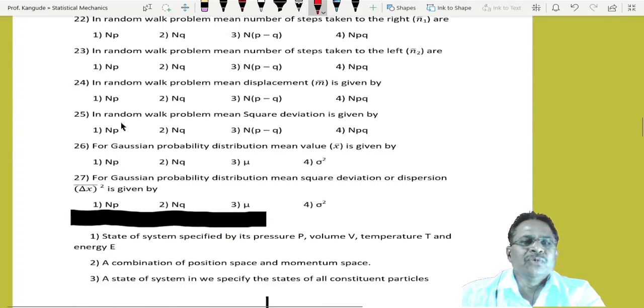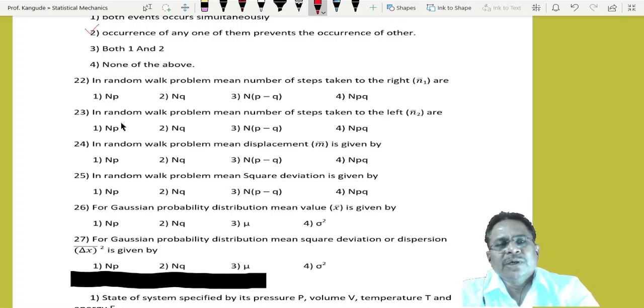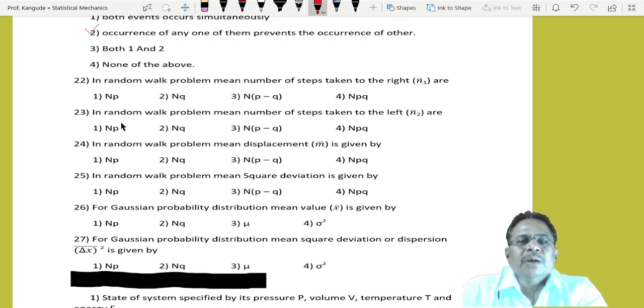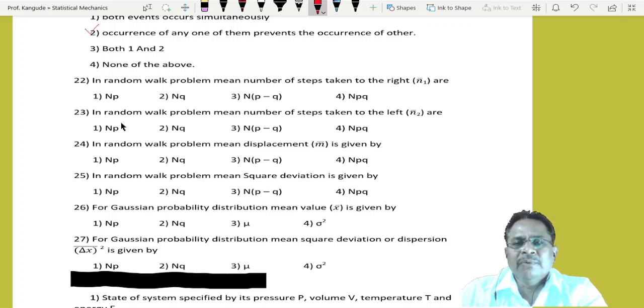Now next are a few questions related to the random walk problem. Here, question number 22. In the random walk problem, the mean number of steps taken to the right, n1 bar. Okay, you might have understood this. This is my origin. Steps to the right are taken on this side: first, second, third, etc. Steps to the left, n2, are taken on this side.